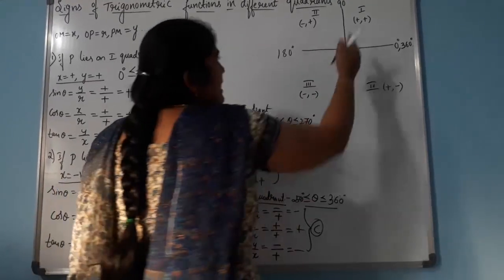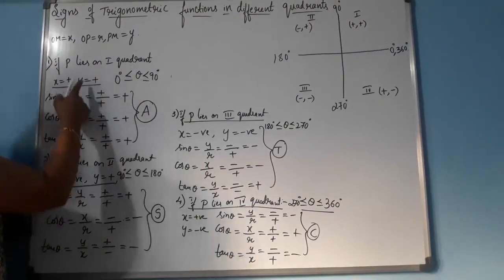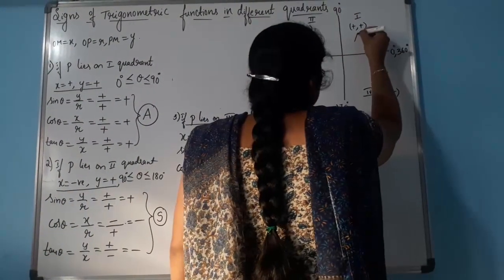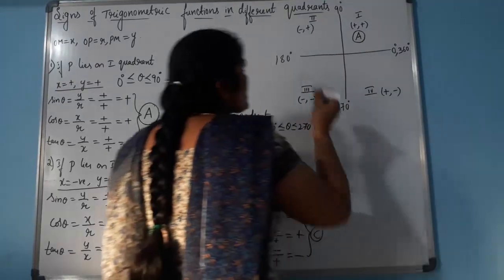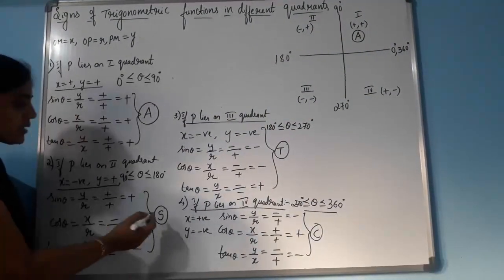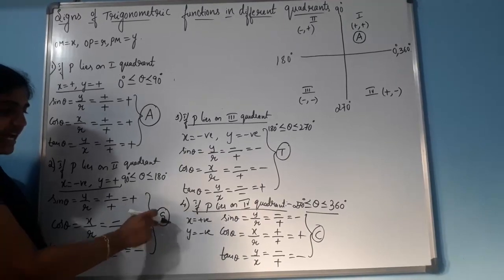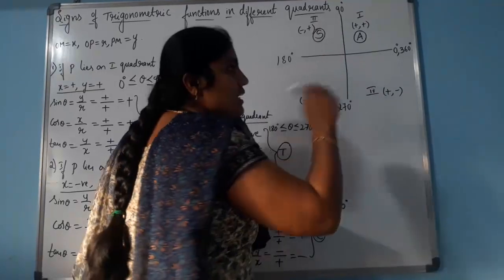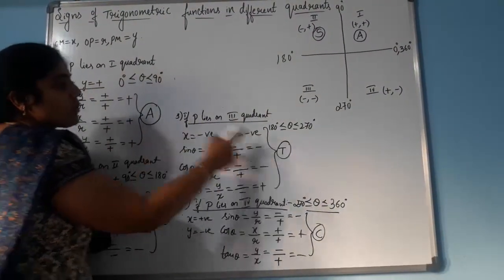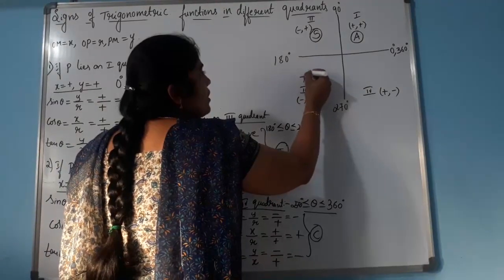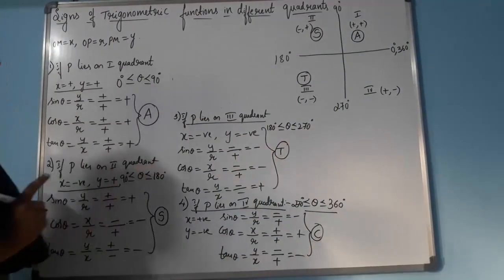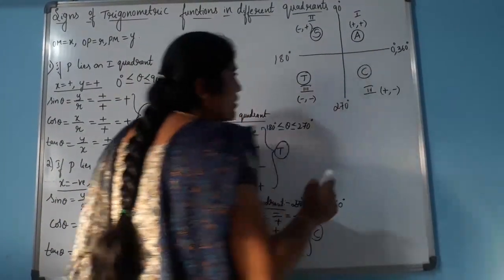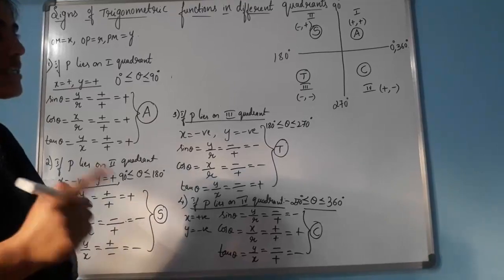See here, in first quadrant, all the trigonometric ratios are positive, therefore I have taken the letter A. In second quadrant, which trigonometric ratios are positive? Only sine and cosecant. In third quadrant, only tan and cot are positive and other four are negative. In fourth quadrant, cos and secant are positive and other four trigonometric ratios are negative.